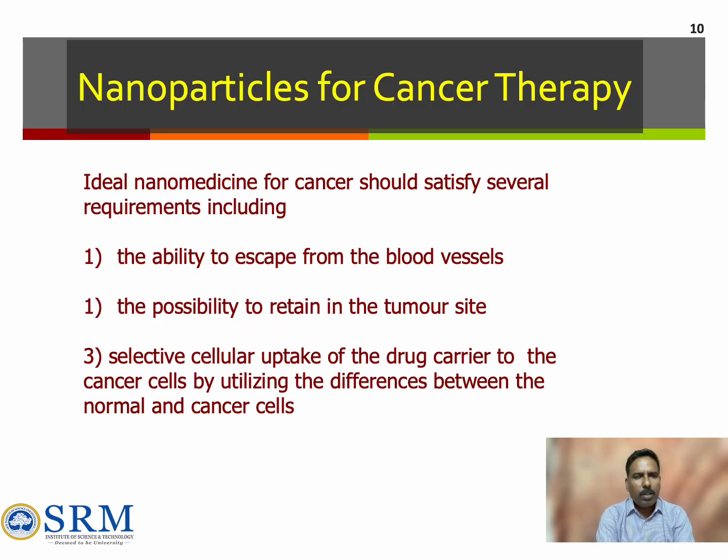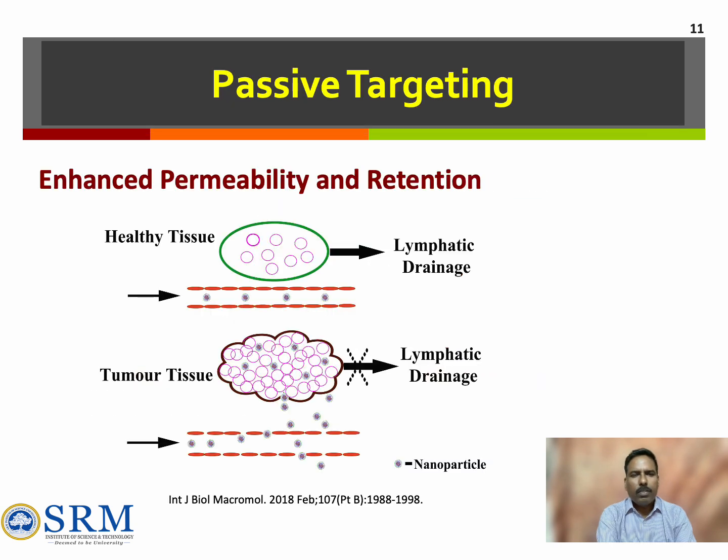Now let's talk about nanoparticles for cancer therapy. An ideal nanomedicine for cancer should satisfy several requirements, including the ability to escape from the blood vessel, the possibility to be retained in the tumor site, and selective cellular uptake of the drug carrier by the cancer cells by utilizing the difference between normal and cancer cells. The first one is passive targeting of cancer cells: enhanced permeability and retention.